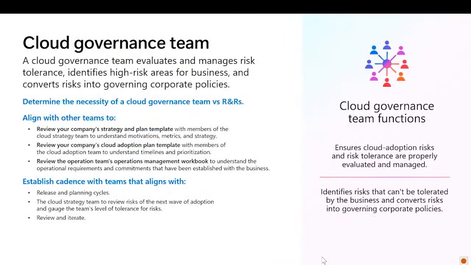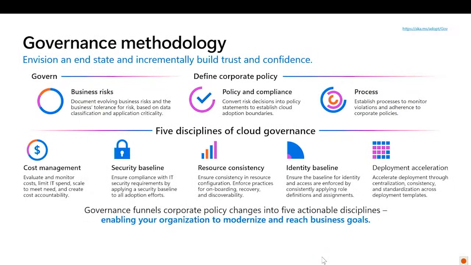With the cloud governance team, comprehensive governance is a cross-team initiative involving cooperation and alignment across business outcomes, measurements, and strategy. The cloud governance team is responsible for evaluating and managing risk tolerance and creating policies for perceived business risks. Now, with the governance methodology, there are different governance models, envisioning reaching a state that incrementally builds trust and confidence while achieving your business goals. Whether you start with an enterprise scale, which we'll give you a quick overview of later in the presentation, or with a start small and expanding landing zone, you should still follow these 5 disciplines of governance.